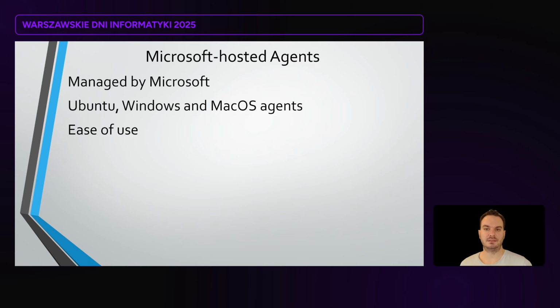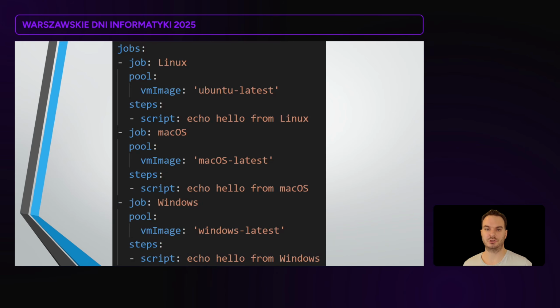And this is very easy. On the next slide, we're going to see I only have to select one in the pipeline, and then Microsoft provisions one. They already have the software pre-installed, and it just runs. So let's take a look at how this looks.